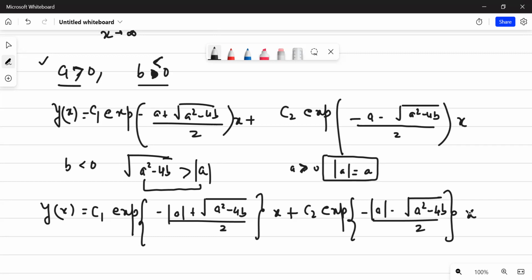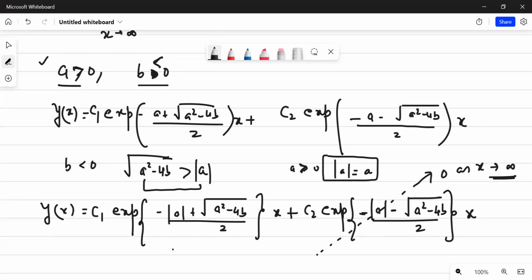Now you can see that the second term, there's a negative here and then there is a negative here. This is positive, negative here. So this will turn towards 0 as x tends to infinity. So you don't need to check anything here. So this will tend to 0 as x tends to infinity. Is that clear to you?